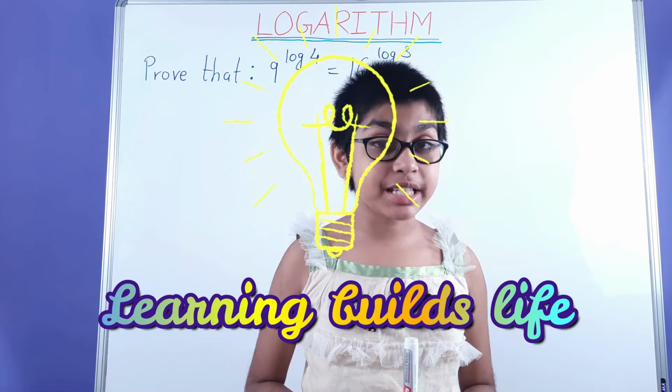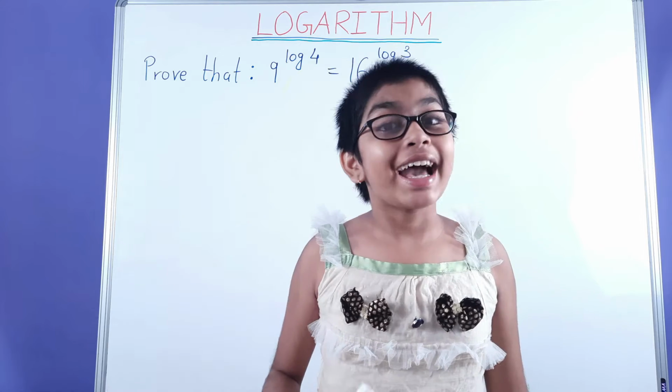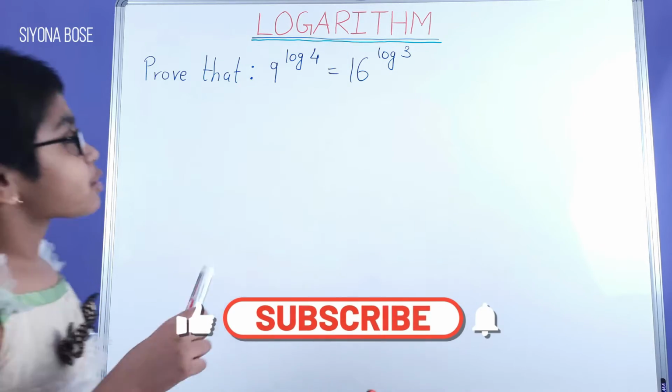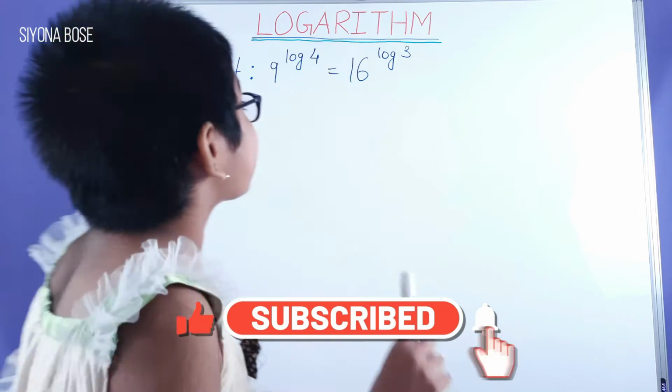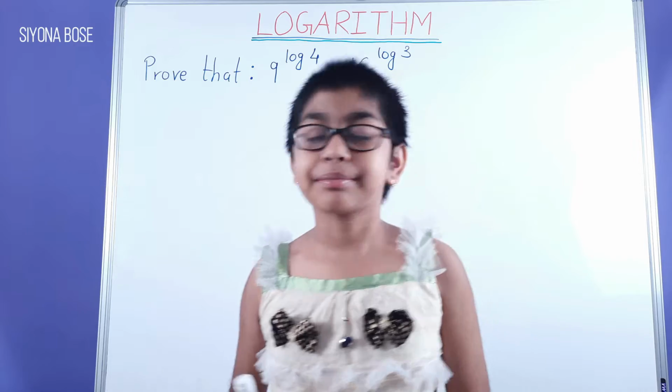Today we are going to talk about logarithms. Let's take a look at today's sum. Prove that 9 to the power of log 4 is equal to 16 to the power of log 3. Let's prove this.